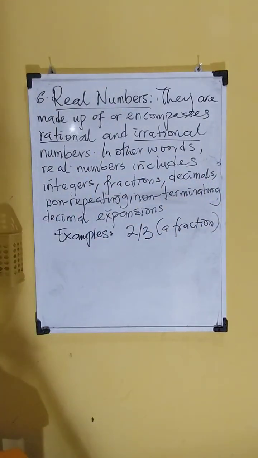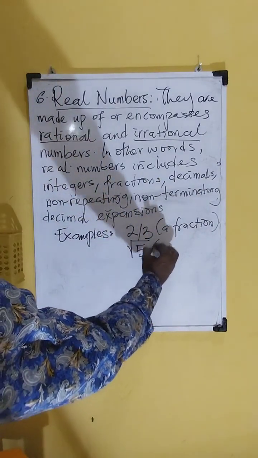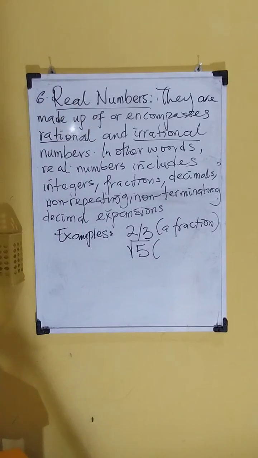2/3 is a what? Is a fraction. Then the square root of 5. What's the square root of 5 there? Not the value. What do we call the square root of 5 there? I'm not saying you should calculate it now. Yes, Mr. Jacob. How do we call the square root of 5?